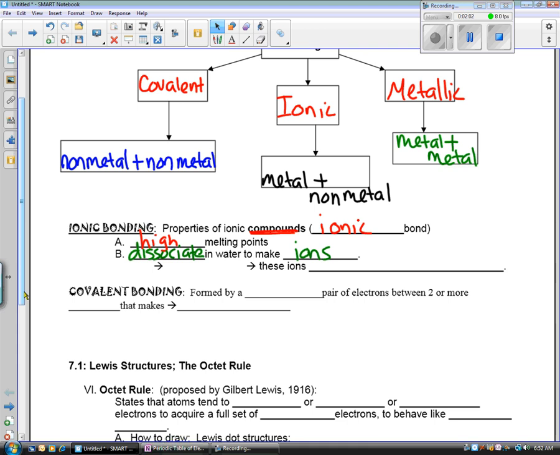But it's not just dissolving. It's actually dissociating. Like that sodium is coming apart from that chlorine. So if you have NaCl and you put it into water, you get your sodium ions floating around and your chlorine ions floating around. Okay, and these ions actually conduct electricity.